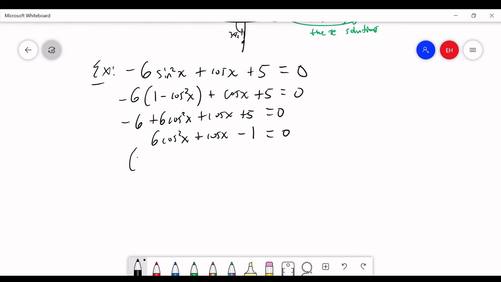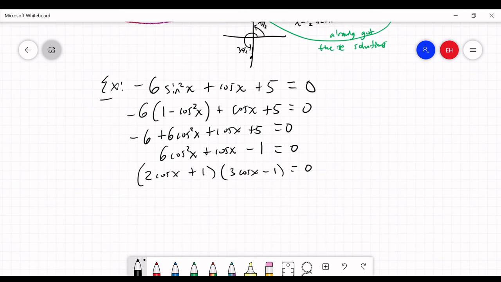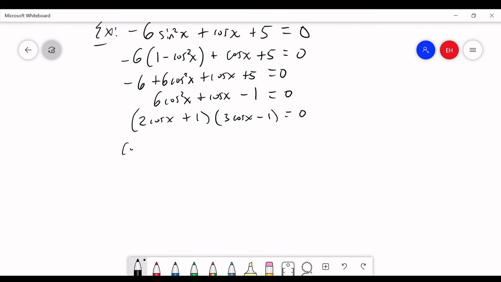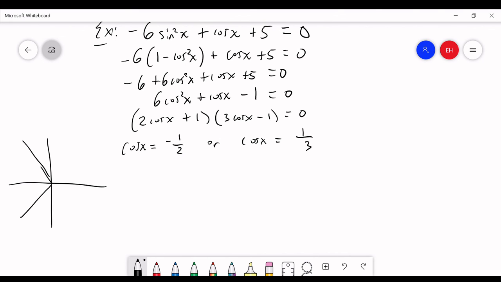So I multiply the negative 6 through, I combine the like terms, and I end up with a quadratic equation with cos x as my variable. So I get 6 cos squared x plus cos x minus 1 equals 0. I can factor this just as if it was like 6x squared plus x minus 1. So it's just the same idea. So I factor and I break it down into 2 cos x plus 1 times 3 cos x minus 1. And then that gets me that cos x is equal to negative 1/2.